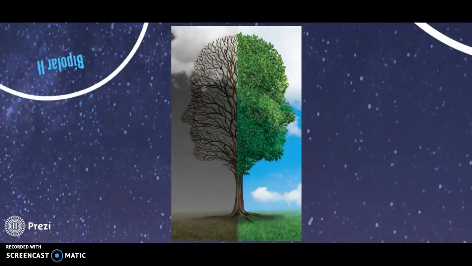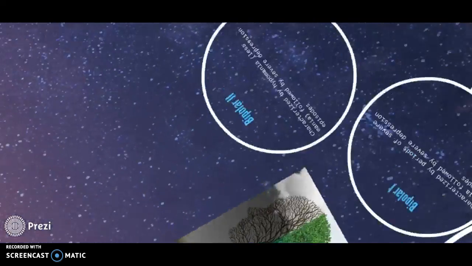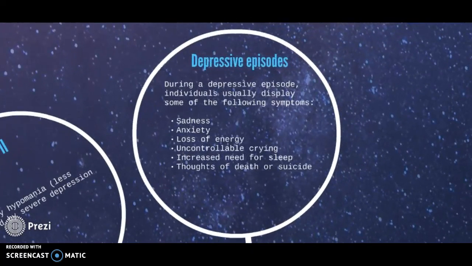This is a creative depiction of the two poles of bipolar disorder, mania on the right and depression on the left. The symptoms of a depressive episode are sadness, anxiety, loss of energy, uncontrollable crying, increased need for sleep, and thoughts of death or suicide.